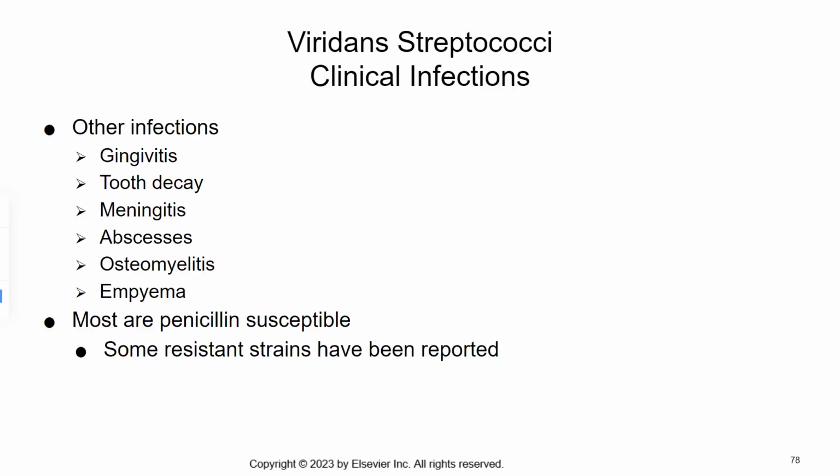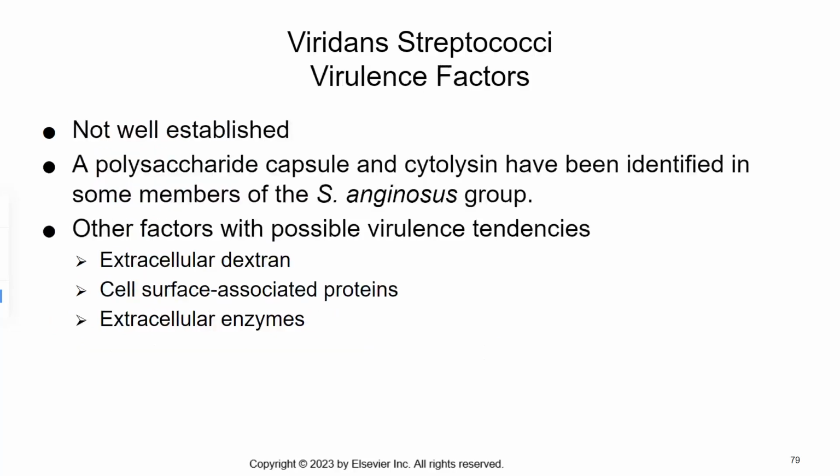Other types of infections: gingivitis, tooth decay, meningitis, abscesses, osteomyelitis, and empyema. Most are penicillin susceptible. Some resistant strains have been reported. The virulence factors have not been well established. There's a polysaccharide capsule and cytolysin that have been identified in some members of the S. anginosus group. Other factors with possible virulence tendencies include the extracellular dextrans, cell surface associated proteins, and extracellular enzymes.